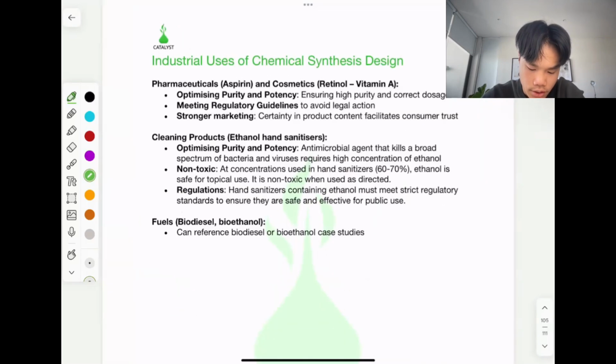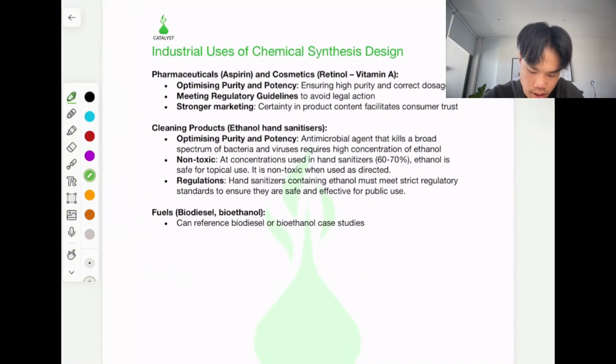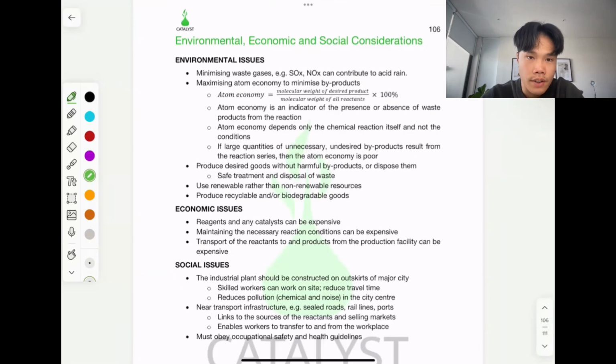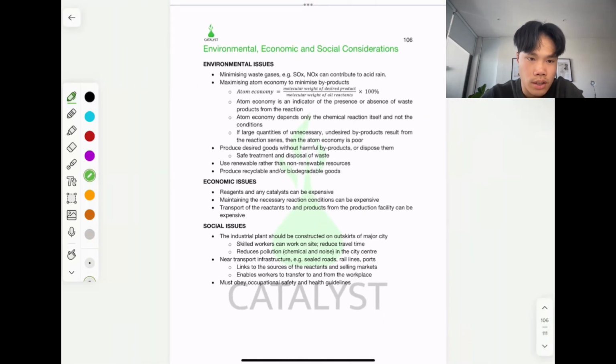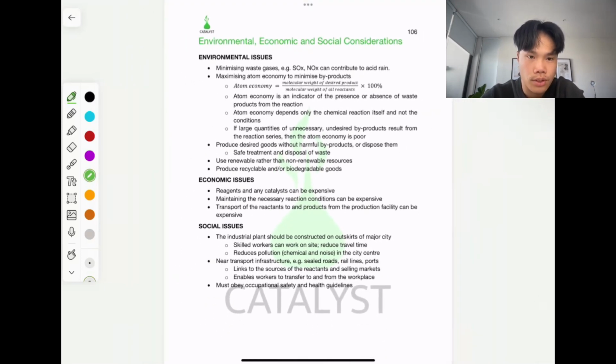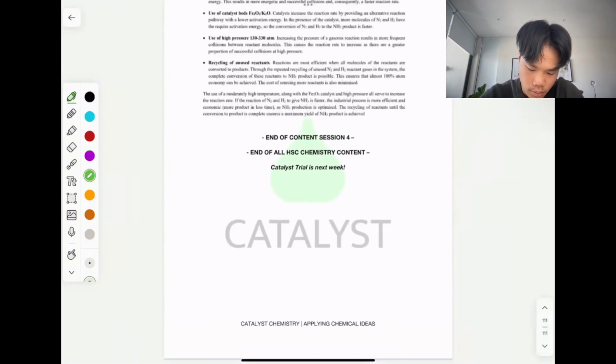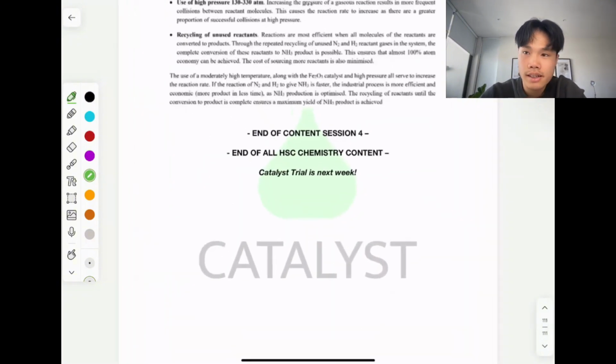Keep in mind there is a dot point about examples of chemical synthesis in pharma, cleaning products and fuels. Just given some here, but this rarely ever comes up. Environmental, economic, and social considerations, a few here as well, just of chemical synthesis and design. And that wraps up module 8.